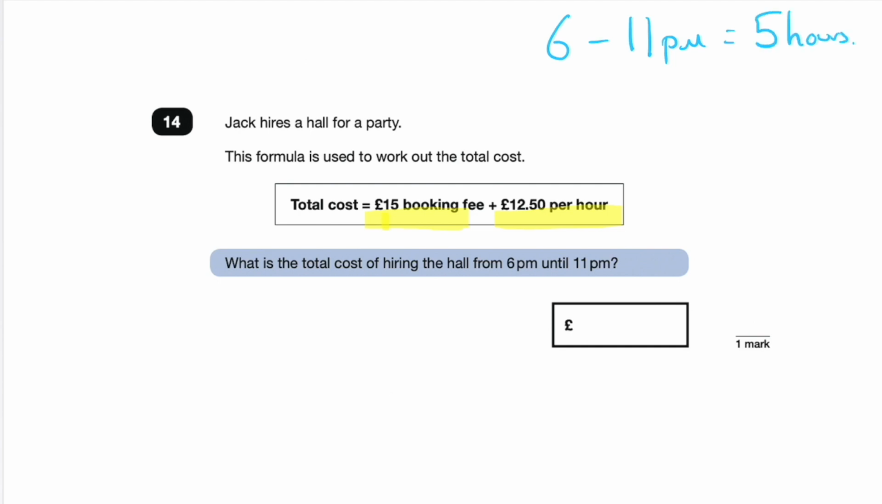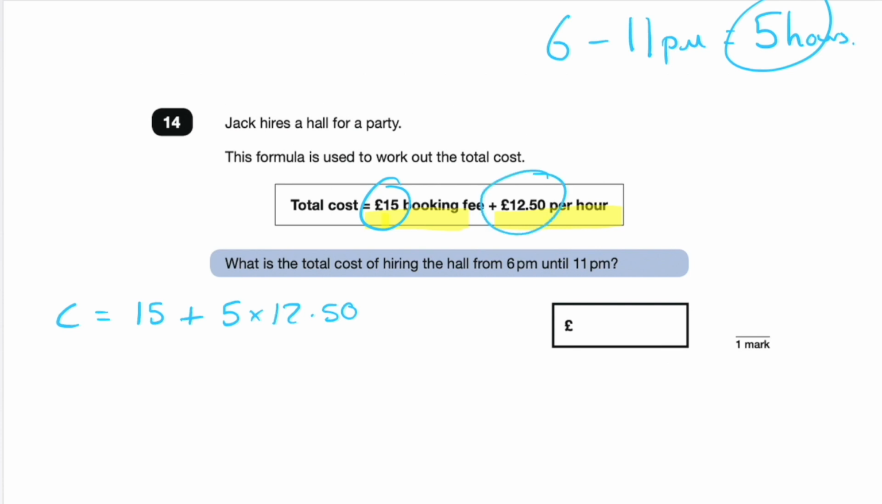So now we can start to write our formula a little bit. Our cost, let's put a C, equals 15, because we know we're going to have to pay this £15, plus 5 times £12.50, because we're going for 5 hours and it's going to cost £12.50 per hour. Let's work out this part of our formula first, because following BODMAS we must always do multiplication first, and we want to work out how much the total for the amount of hours is. So let's do 5 times £12.50.